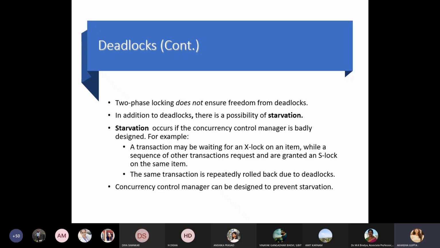Another problem that may occur when we use locking is starvation, which occurs when a transaction cannot proceed for an indefinite period of time, while other transactions in the system continue normally. This may occur if the waiting scheme for locked items is unfair, in that it gives priority to some other transactions over it.